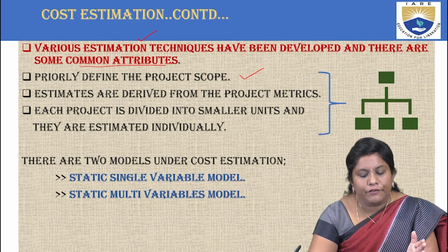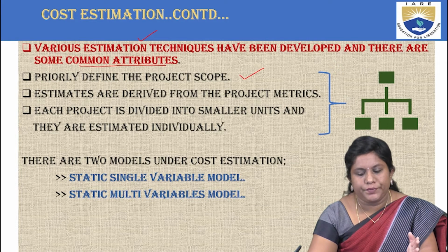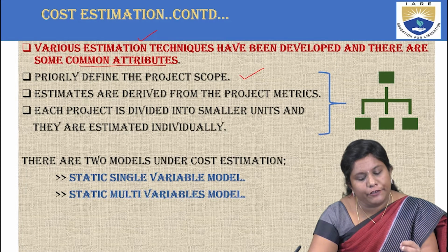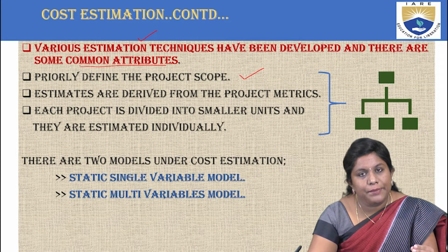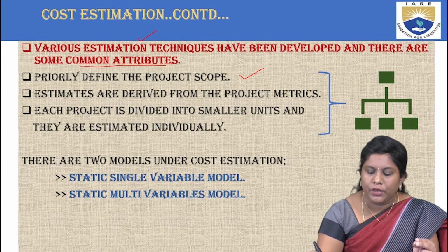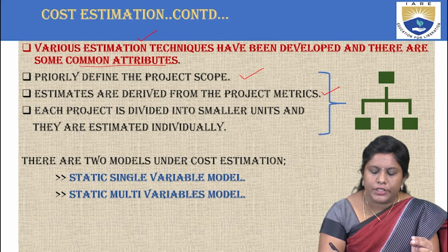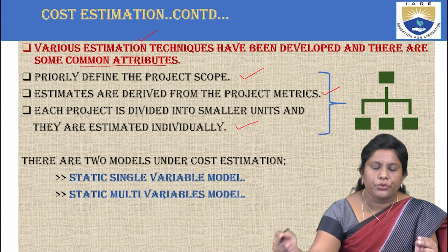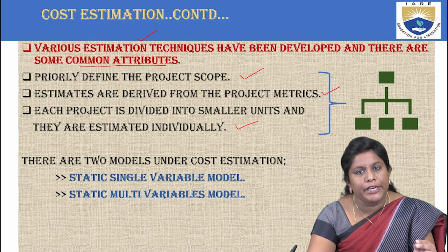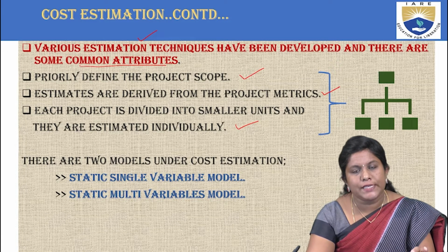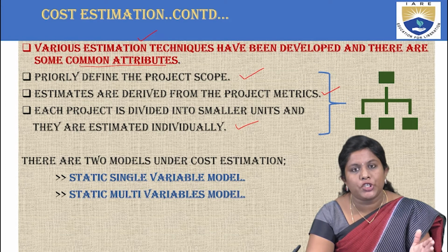So priorly defining the project scope. Project scope is nothing but what exactly you are trying to deliver. So you are trying to priorly define them. And estimates are also derived from the project metrics. And each project is divided into smaller units and then they are estimated individually. So these four points are generally talking about the estimation techniques.